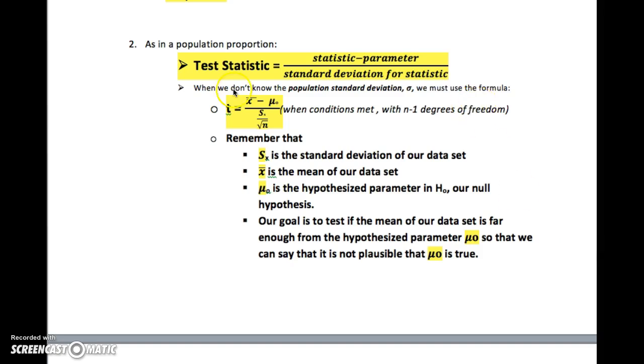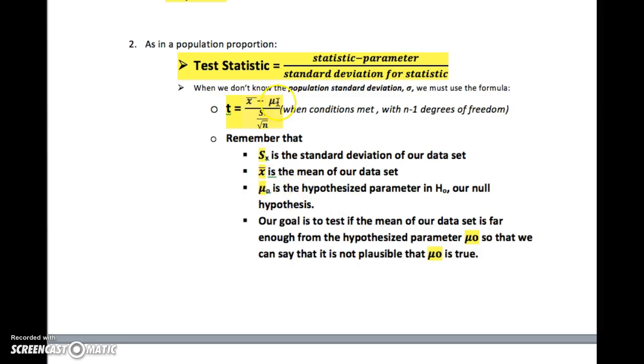Remember, T is just like Z, our standardized test statistic saying how many standard deviations from the mean, except it uses the sample standard deviation. So S sub x represents the standard deviation of our data set, not the actual standard deviation, which we represent with sigma. X bar is the mean of our data set, so that's the actual mean of whatever sample we got. And then mu naught is the parameter that we're hypothesizing. So our claim that we're testing would be that.